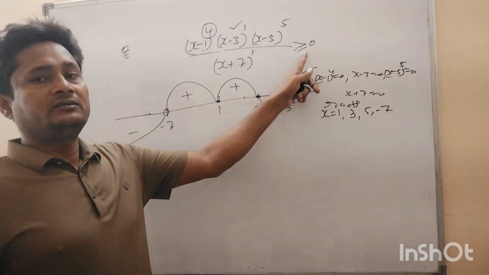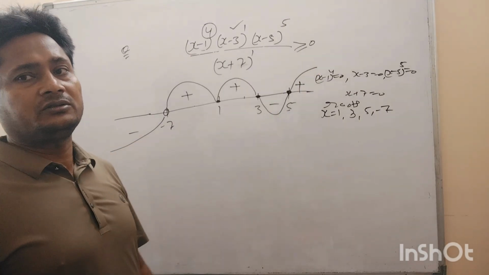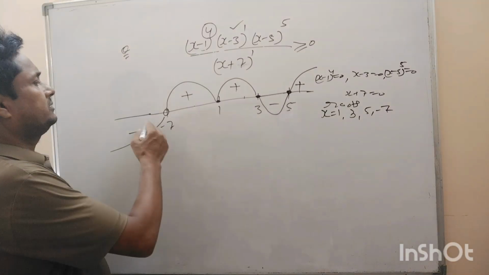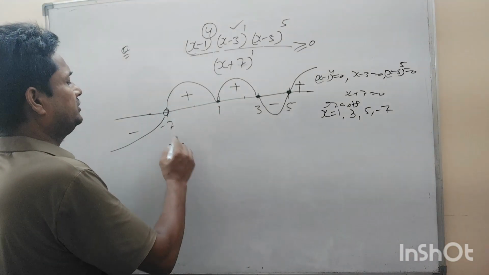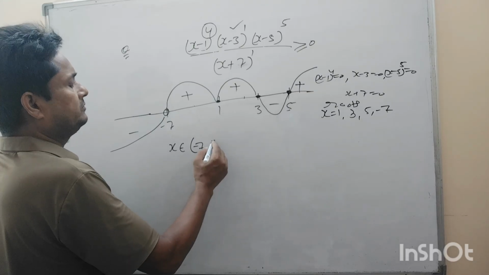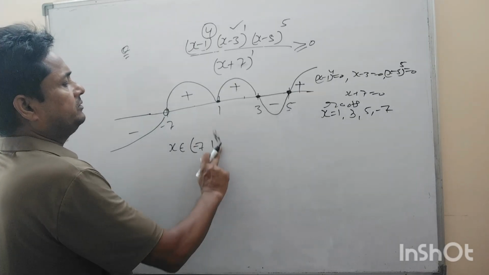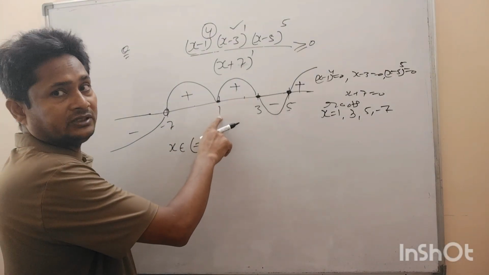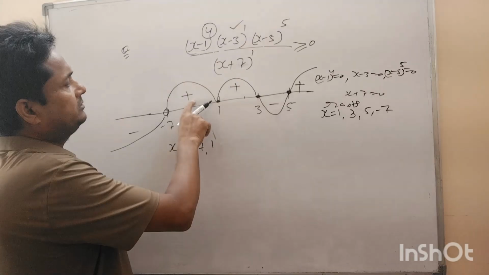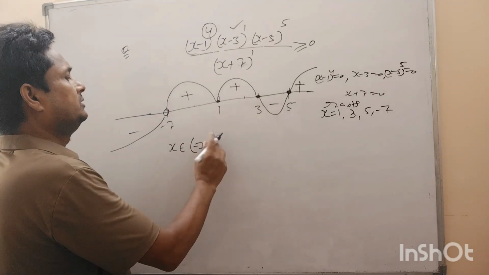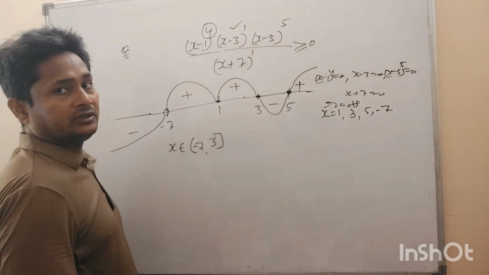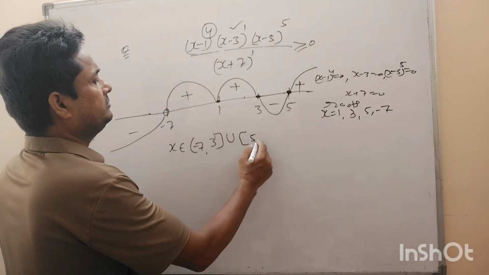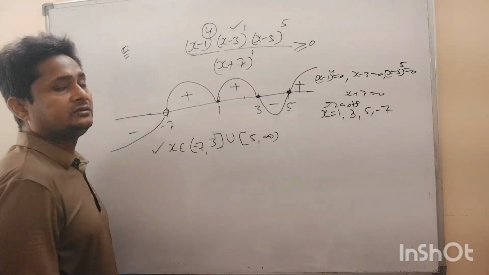We have to collect the intervals greater than or equal to 0. That means the positive intervals and the roots which satisfy the inequality. So x belongs to what? Minus 7 to 3, because 1 is already included, and this interval and this interval both are positive. So we can write the answer directly like this, because 1 is already included. Then union 5 to infinity. So this is our answer in this case.